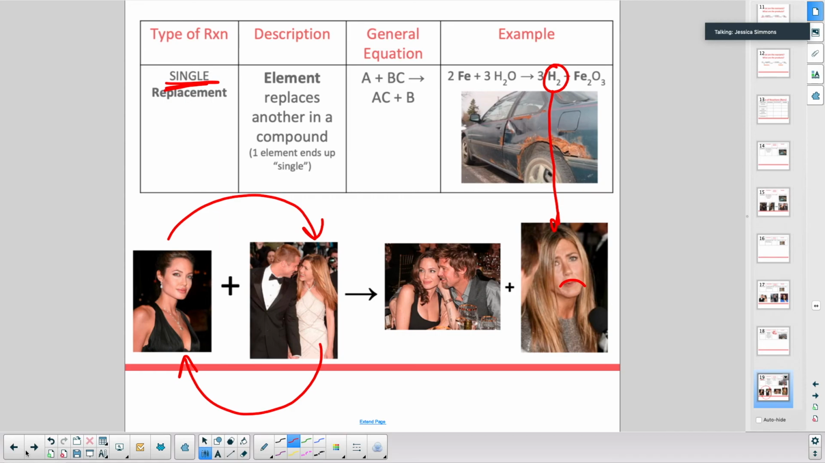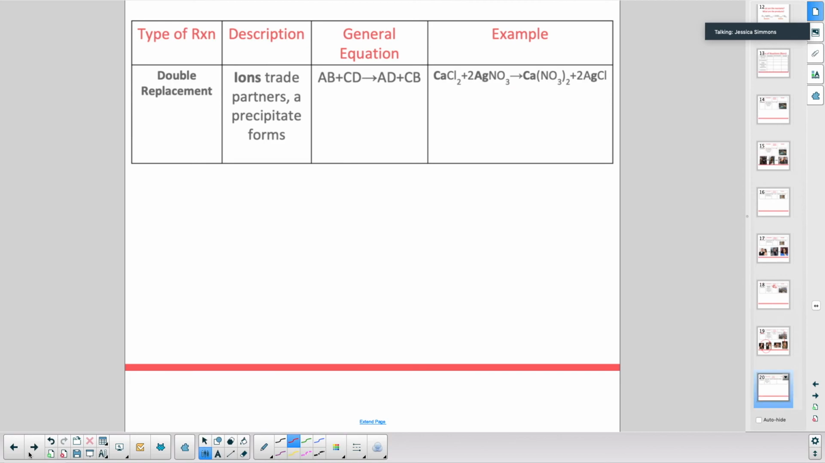All right. So then we have double replacement. Well, if in single replacement something was left single, what do you think's going to happen in double replacement? Everything is fine. Nope. Two things get replaced. They both replace. They still are together as a compound, but they both just swap partners. All right? So ions trade partners and a precipitate forms. What is a precipitate? It's when you pour two liquids together and you end up with a solid in the bottom. Right? So something is rearranged, something wasn't soluble anymore, and so a solid forms in the bottom.